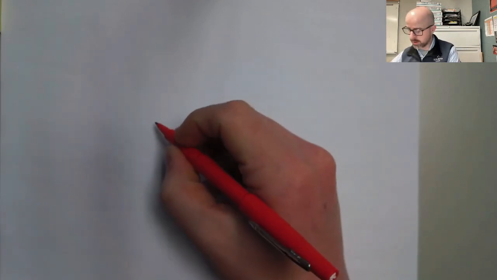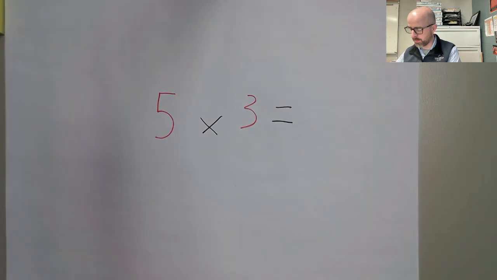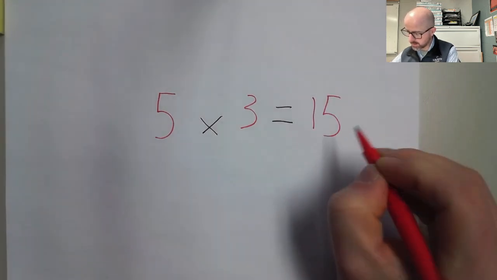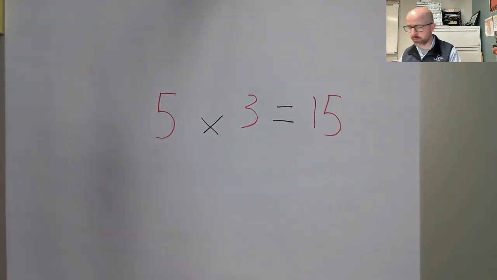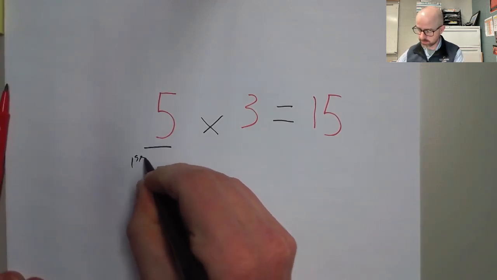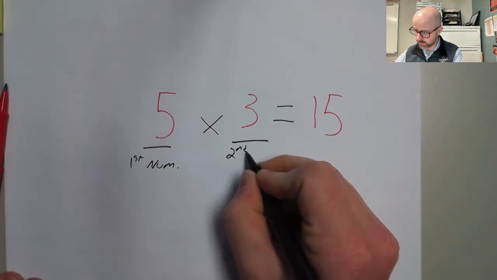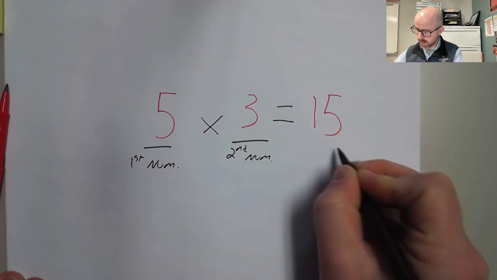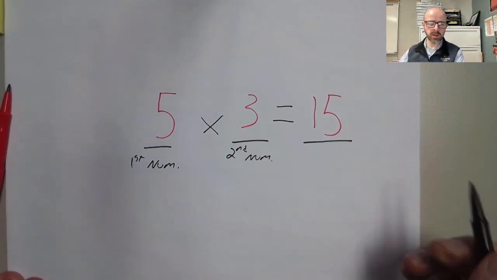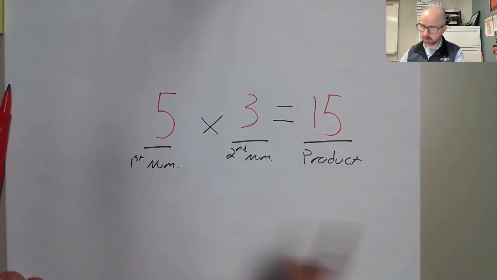You might have a question that is something like 5 times 3 equals 15. So with that, we have 3 parts to this number. We have the first number, we have the second number, and then this, one number times another number, we call this the product. So we have got 3 different numbers.